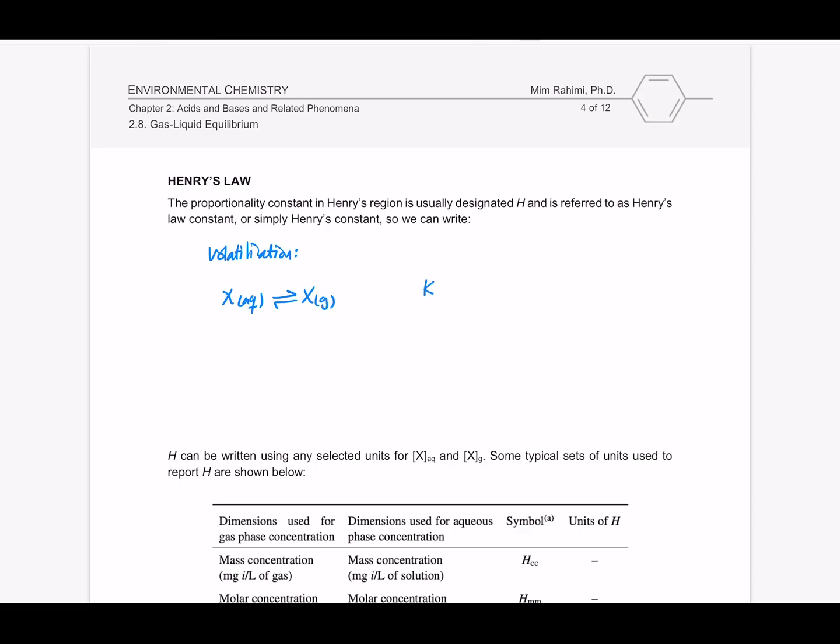And like any other reaction, we can write down the expression for the equilibrium constant, and that would be the product, in this case the gas phase concentration, over the concentration in the liquid phase. And then for this standard reaction, the interaction between the liquid and the gas phase written in the volatilization approach, we can use a special designation H for K, which is basically Henry's constant.